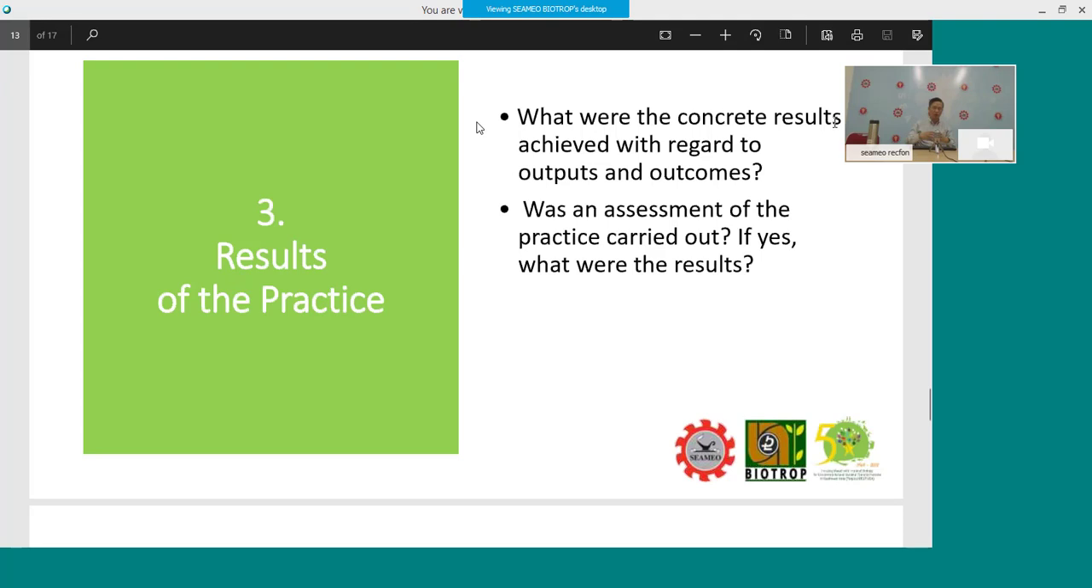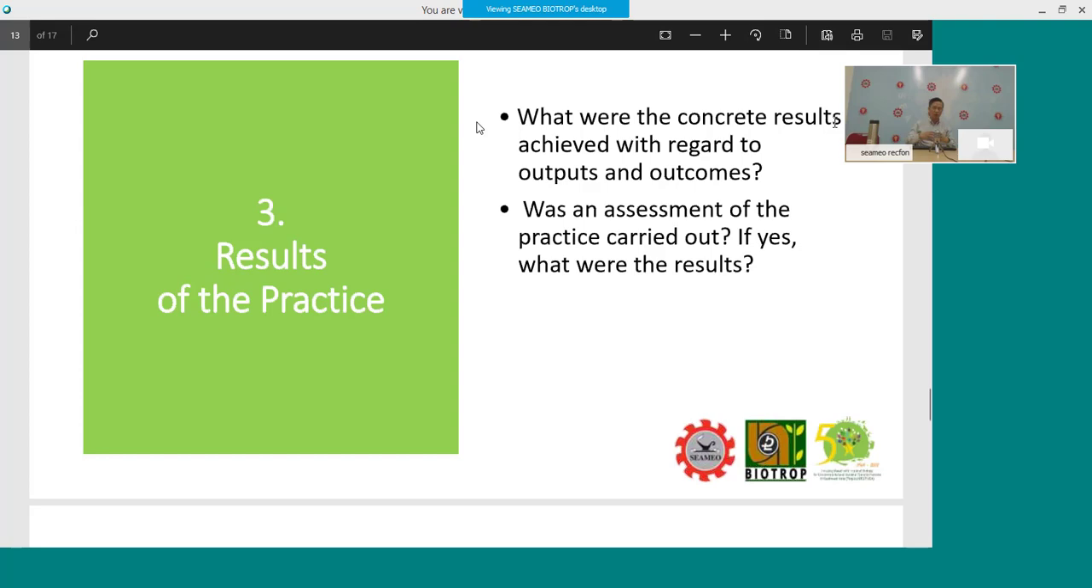So now you have to measure the results. What are the results of your practice? So you can see whether it's really best practice according to the objectives that you have set. If your practice is accomplishing the objectives of your urban agriculture activity, then this can be said to be a good practice.